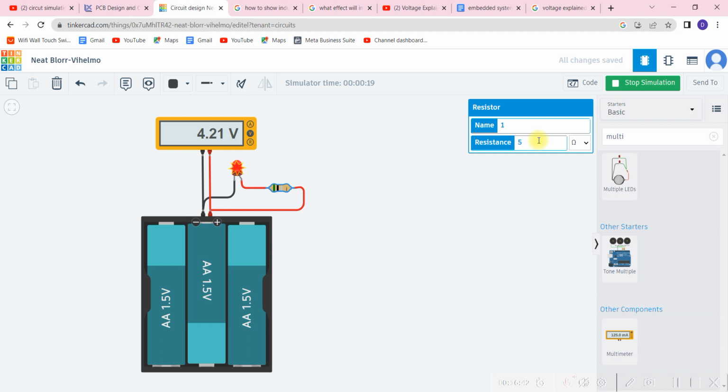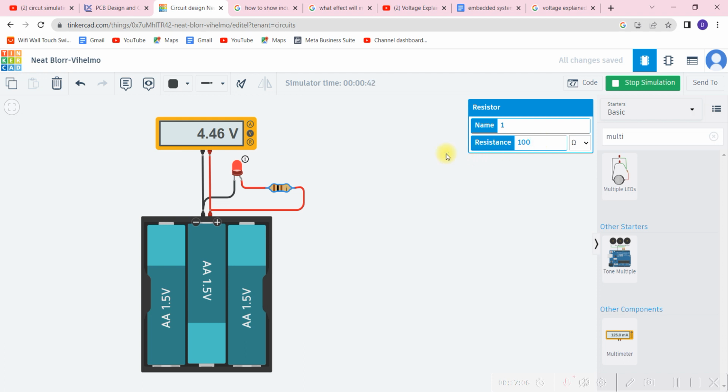It's burnt out. And remember Ohm's law: the current flowing through a circuit is directly proportional to the voltage and inversely proportional to the resistance. Meaning that if I reduce my resistance, I will increase my current, which is basically what is happening. Now let me increase my resistance. So 100 ohms, and I see my current has dropped to the point that the LED doesn't burn out anymore.